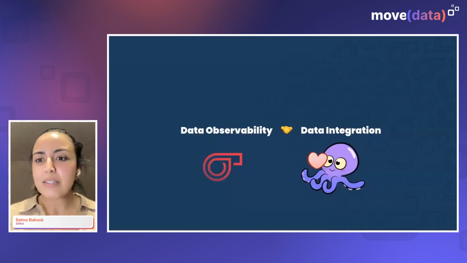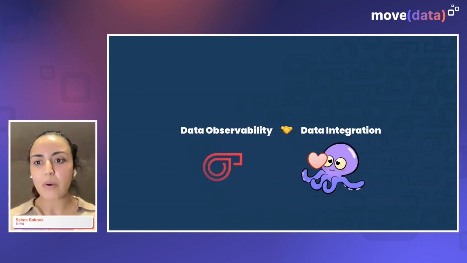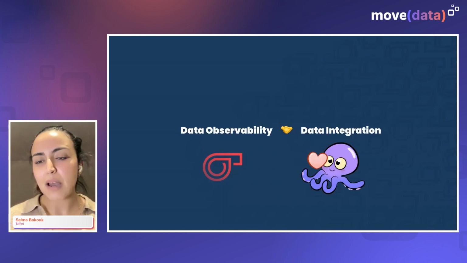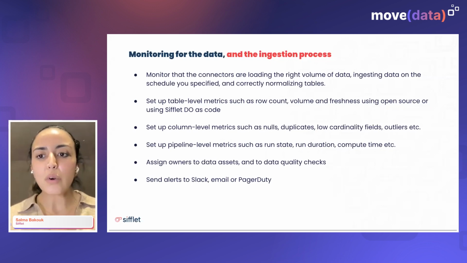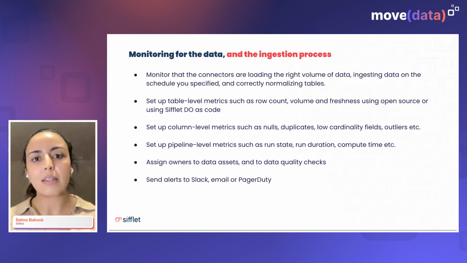Now let's get to the topic of today, data observability and data integration, and how you can incorporate both processes at the same time to ensure that you're getting the full potential out of both tools that you're using for observability and integration. Practically speaking, how are you going to go about incorporating observability and data integration or data ingestion at the same time? The idea here is to not only monitor the data that you are ingesting, but also monitor the robustness of the ingestion process itself.